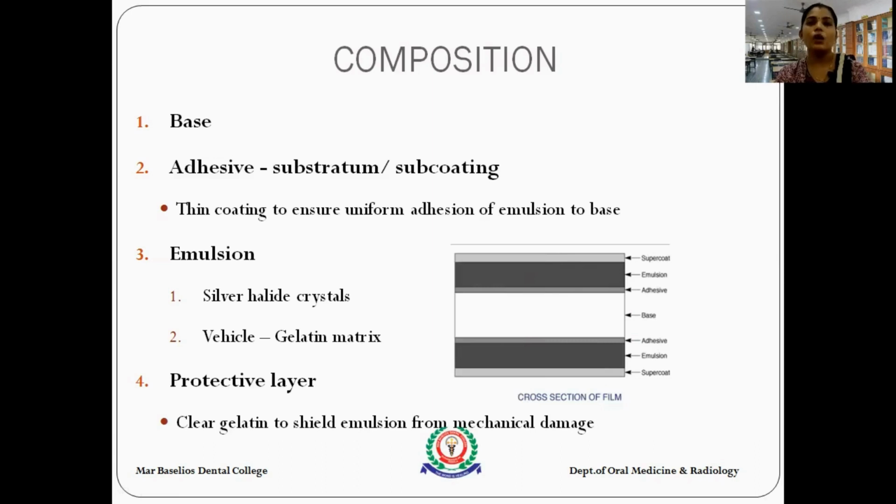So these are the components of an X-ray film. You have the base, you have the adhesive layer or the subcoating, you have the emulsion, and you have the protective layer.